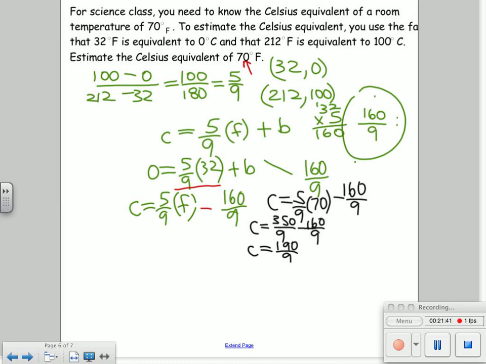So let's see here. I substituted in the value of 70 right here, because that's the value that we have here to estimate. And it says estimate, so it doesn't have to be exact. But this is the value I came up with, which is approximately equal to, let's say, about 21 degrees, because 21 times 9 is going to be 189, I believe. So there we go. That's the answer.